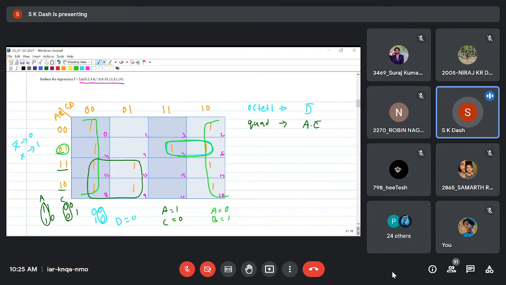Out of CD, what is common? 1, 1, 1, 0. So this first one is common. First one means C equal to 1. So for this combination, the A value is 0, the B value is 1, the C value is 1.